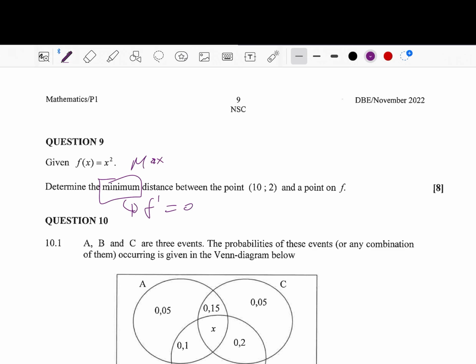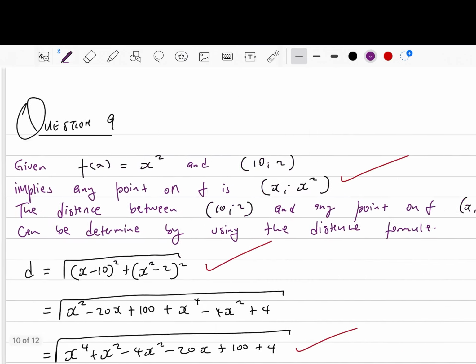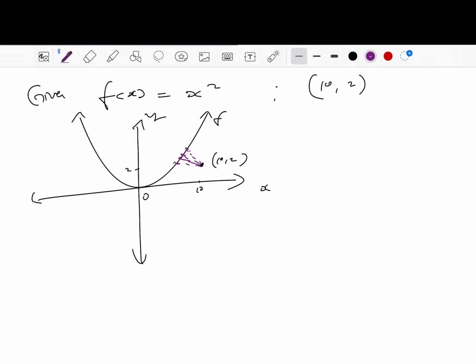So that's what we're going to be doing here. We're going to be finding the first derivative of a distance formula. So we need to first find the distance equation, or distance function. We have a point, let's call it A, (10, 2), and we want to find the minimum distance, right? And we know that the y value of f is equal to x squared, meaning any point on f is actually (x, x squared).